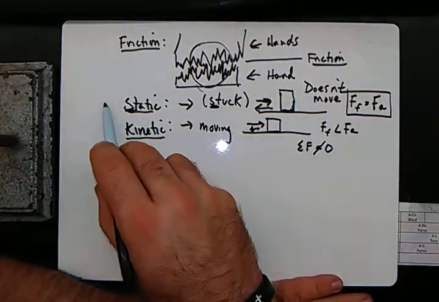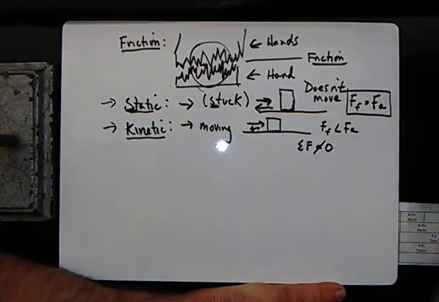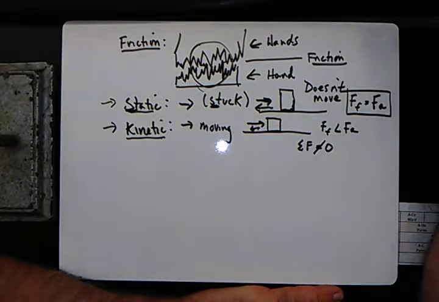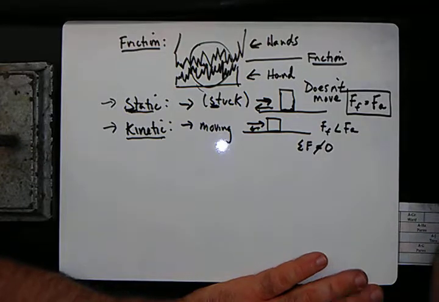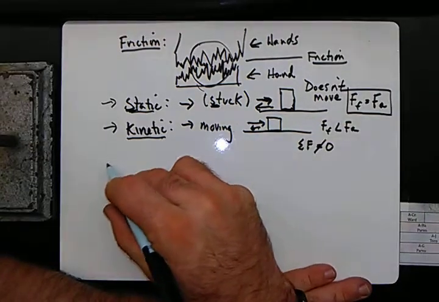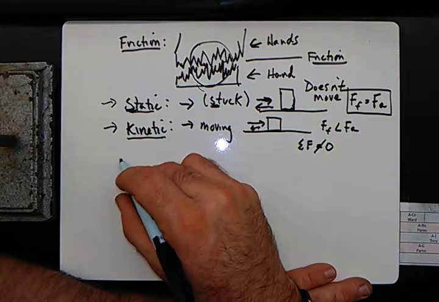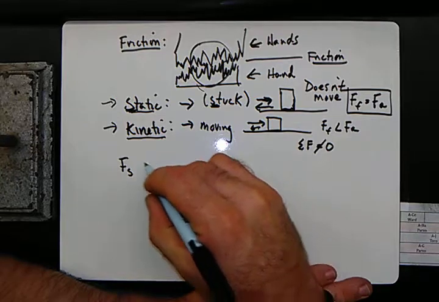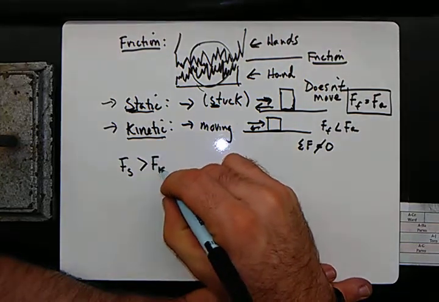Now in physics, we can make sense of this because it takes a little bit more to get something moving than to keep it moving. If I'm going to move a refrigerator across a floor, it's hard to get it moving. But once it's moving, you get a friction that's a little less. So we say that the static friction, we'll call this F sub S, is always greater than the kinetic friction.